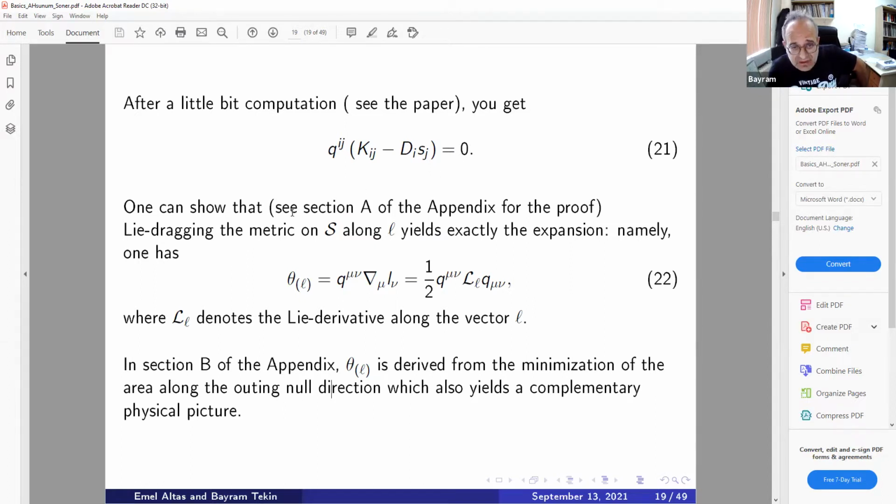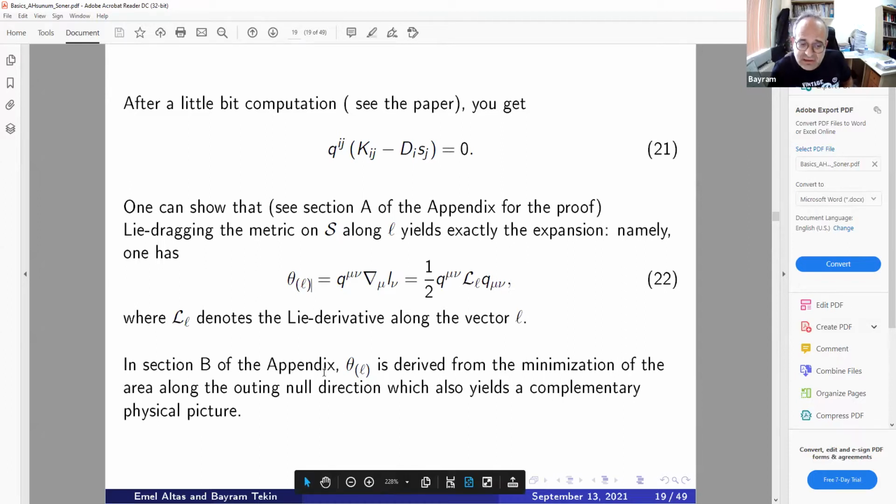But if you are interested in a more physical understanding of this, this is beautiful actually. You have this two-dimensional surface in space-time. Now, if you drag it along L, you get this theta L, the expansion of that. So you drag this two-dimensional surface along the outgoing null direction, and if it is 0, then it's called the apparent horizon, okay?